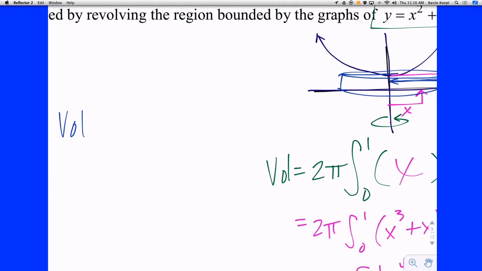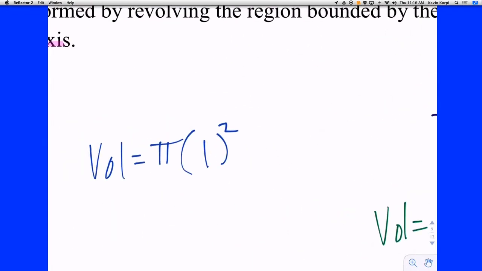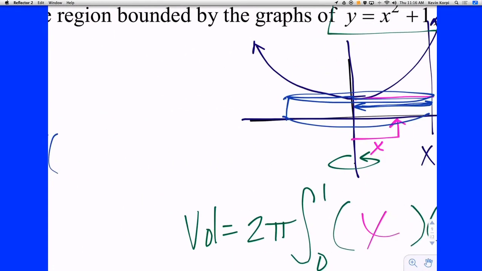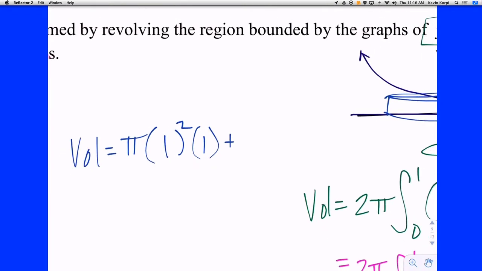Pi r squared h, right? What would the radius be from 0 to 1? 1, right? And what would the height be from 0 to 1? 1. So you could actually do the bottom portion by using a geometric formula rather than using calculus. But you could certainly use calculus also as well.